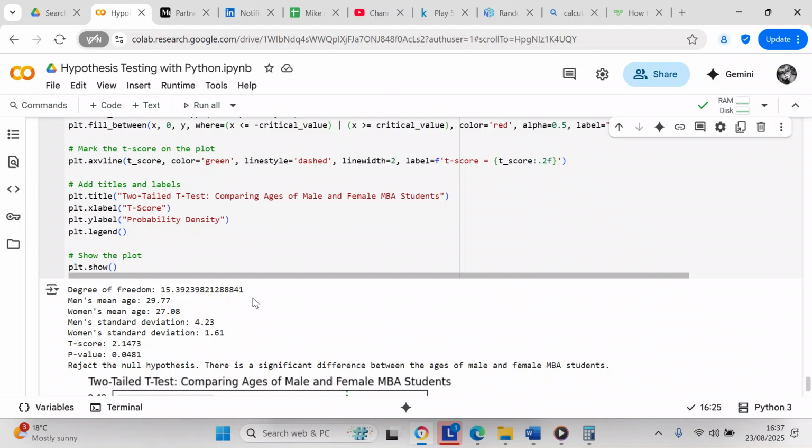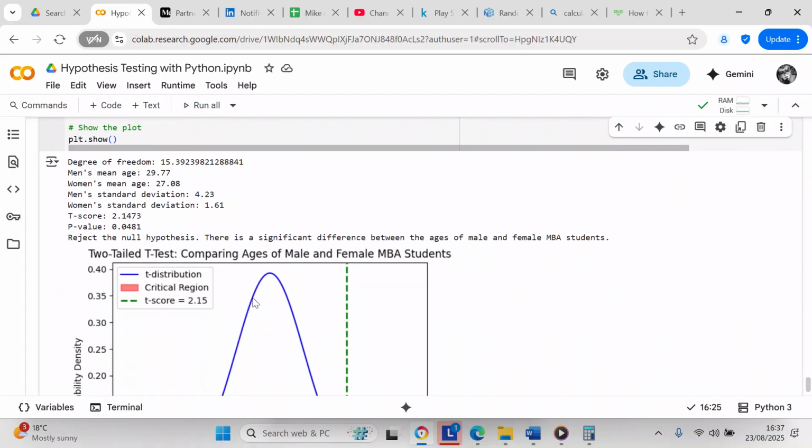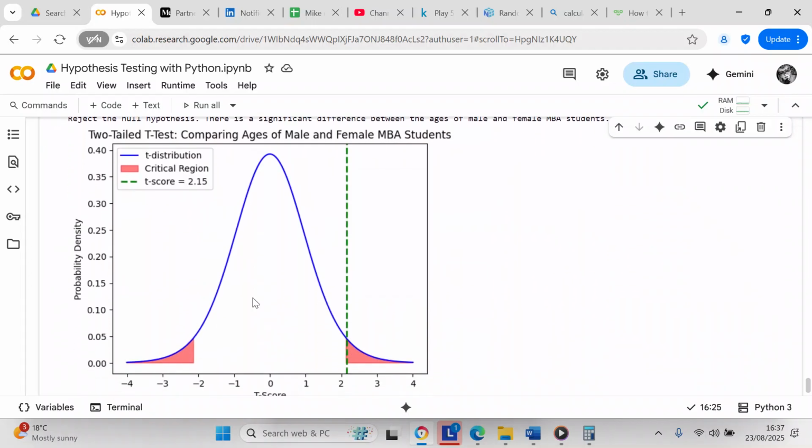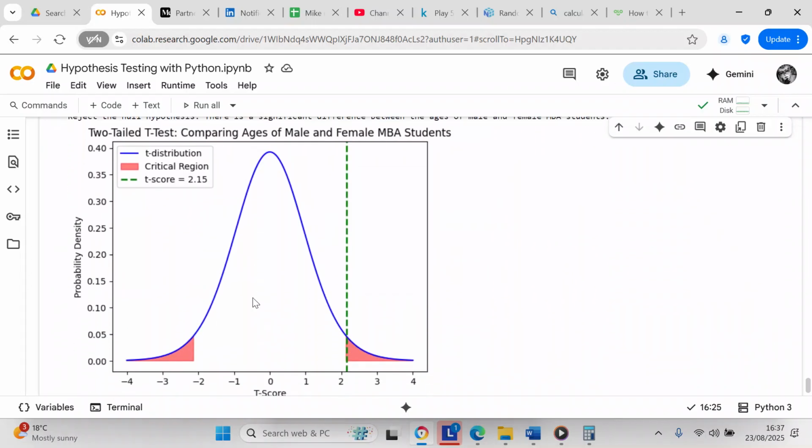Since the p-value is just below 0.05, you have to reject the null hypothesis because there is a significant difference between the ages of male and female MBA students. Now we will show the visualization that we created, which is a two-tailed test comparing ages of male and female MBA students. The blue line is your t distribution, your red is your critical region, and green is your t-score.